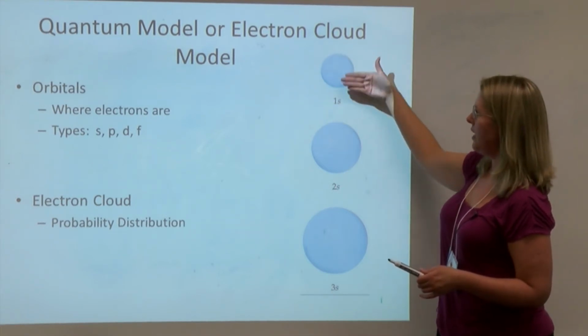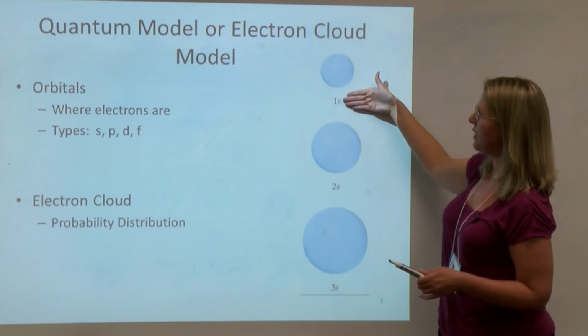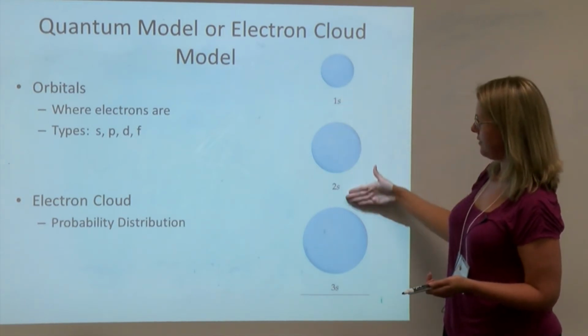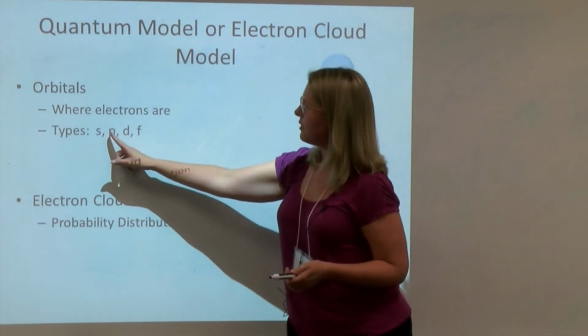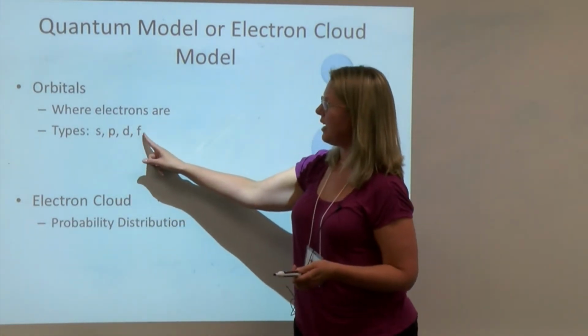Okay, so this little sphere that we have, it's supposed to be three-dimensional, represents the probability space of where the electron could be. And so you'll see these orbitals have different names. They have S's, like this is showing you. You also have P's, D's, and F's.